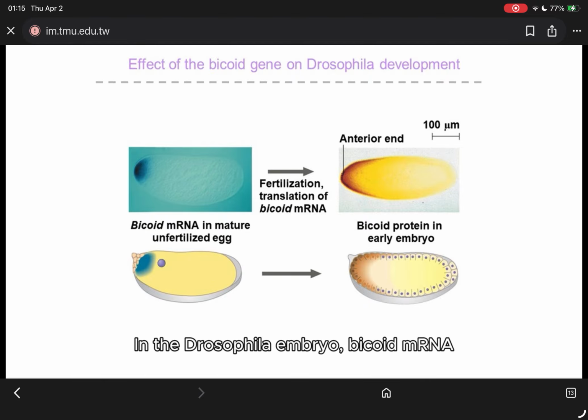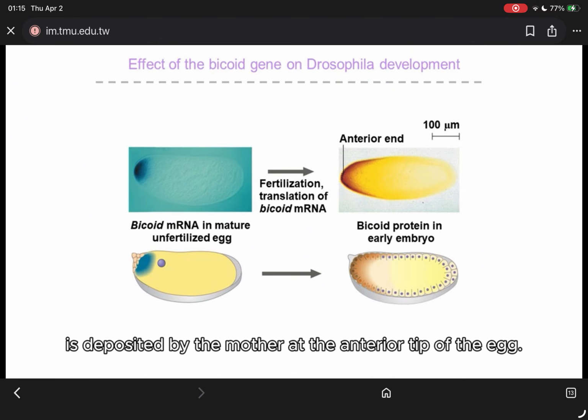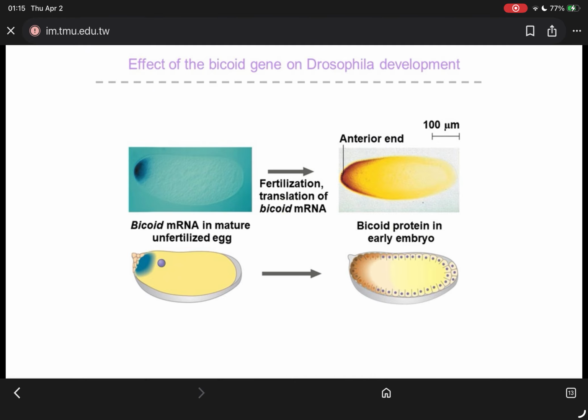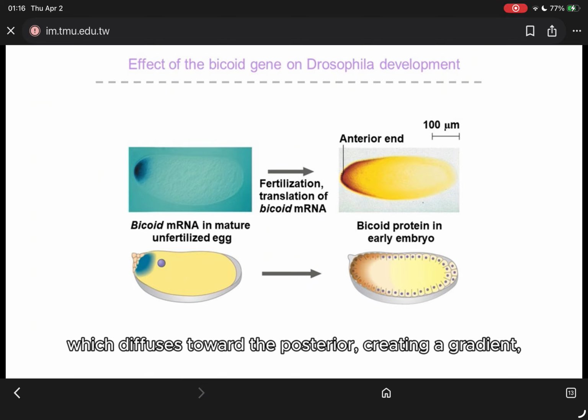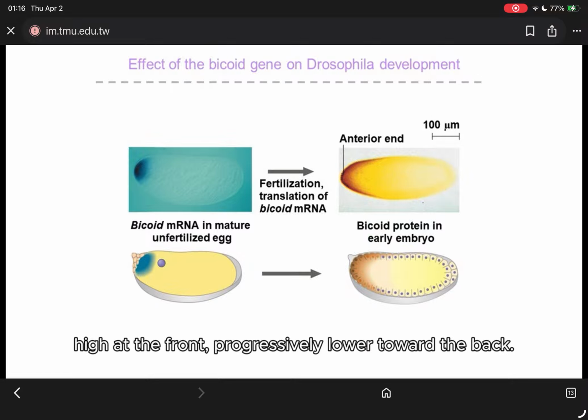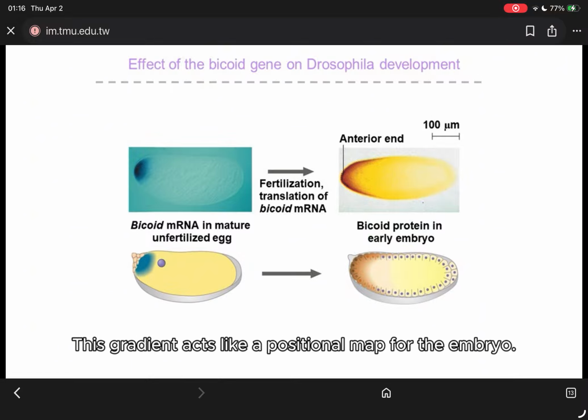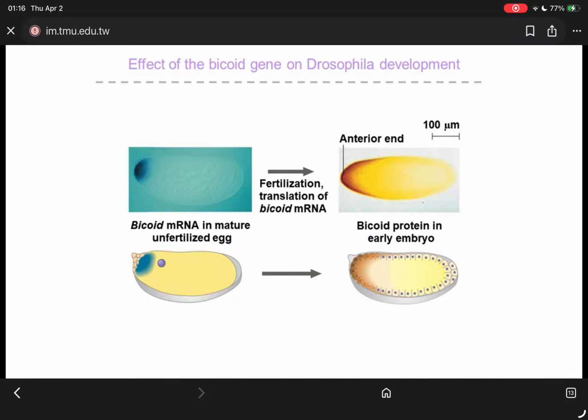In the Drosophila embryo, bicoid mRNA is deposited by the mother at the anterior tip of the egg. After fertilization, this mRNA is translated into bicoid protein, which diffuses toward the posterior, creating a gradient, high at the front, progressively lower toward the back.